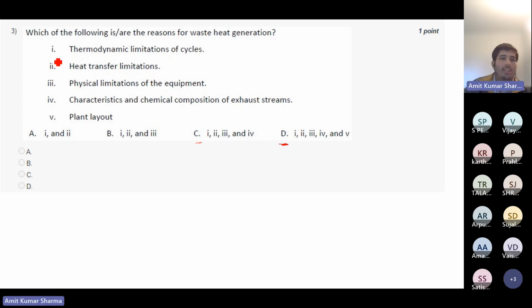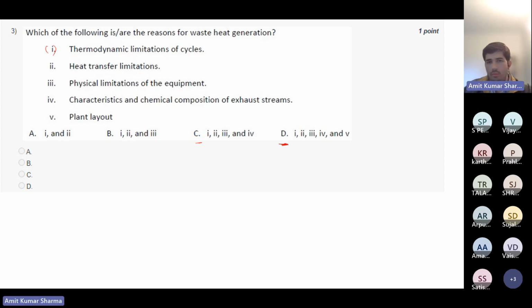So what is your reasoning behind the first option, thermodynamic limitation? What do you mean by thermodynamic limitation? It's like if you want to satisfy the second law, you have to somehow release the excess heat. Some amount of heat has to be released. So that is the reasoning for it. Yeah, correct. So, anyone else want to add any point to this?